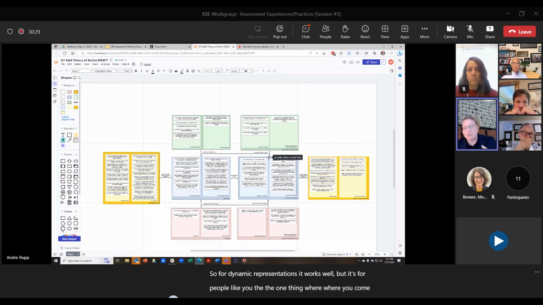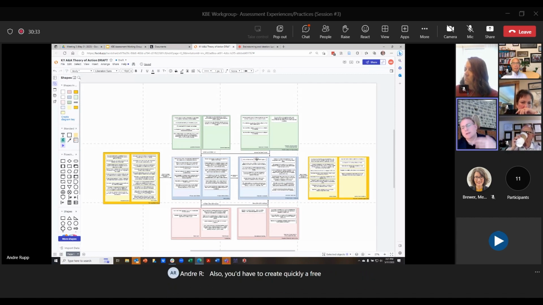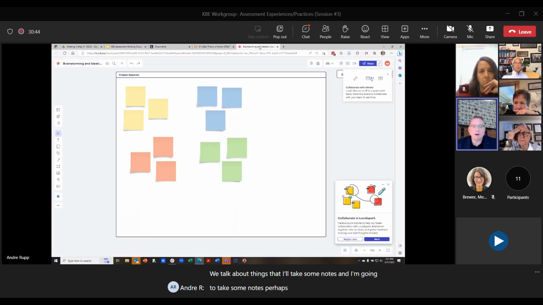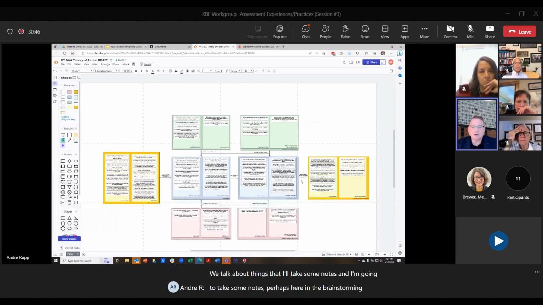But for people like you, coming together in a working group, the hard thing is that you'd have to quickly create a free account and then go in there. So today, given our time limit, I'm just going to zoom in here. We'll talk about things and I'll take some notes, perhaps here in the brainstorming bucket next to it.